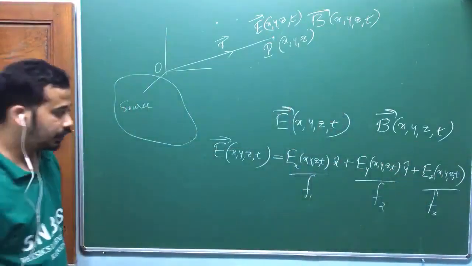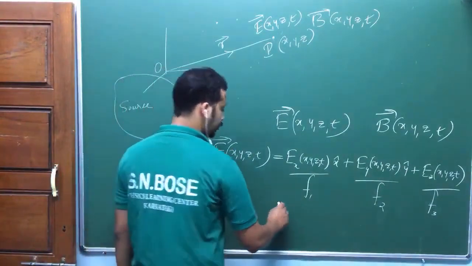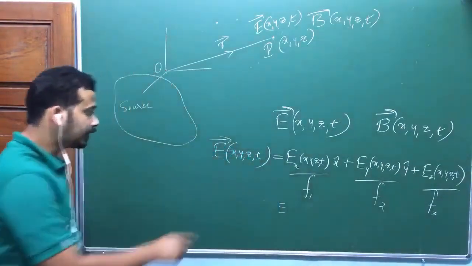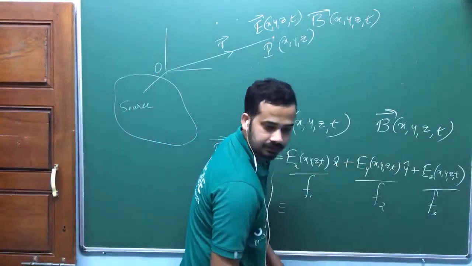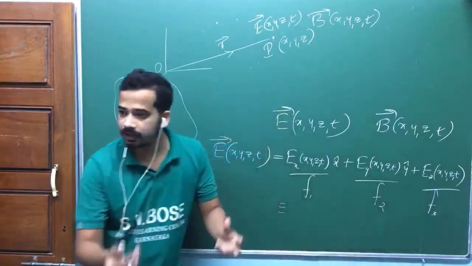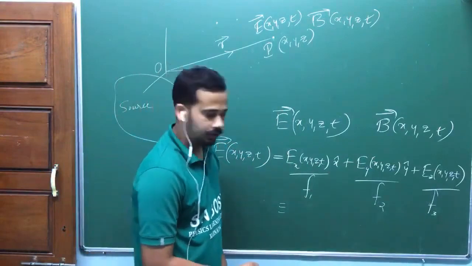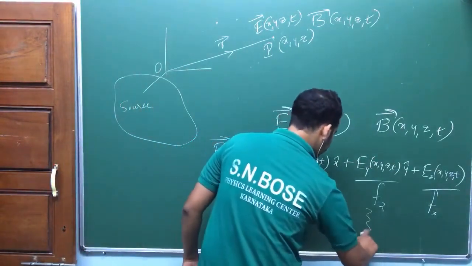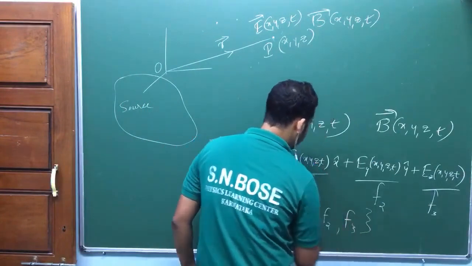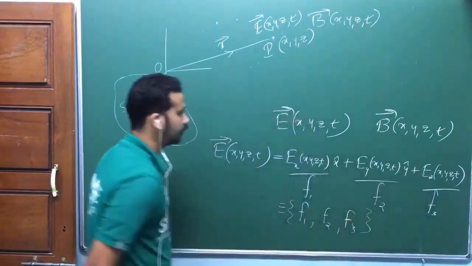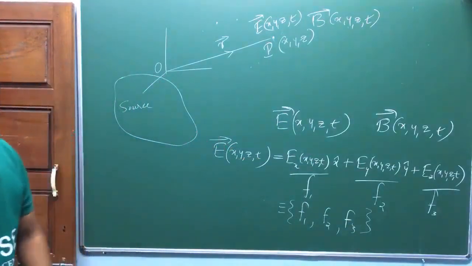So if you define a vector field like this, it is a collection of three functions, three spatially varying functions, and time dependency may also be there. Let me write f1, f2, f3. f1 is this one, f2 is this one, f3 is this one. The same holds for the magnetic field. We shall see that mathematically like this.